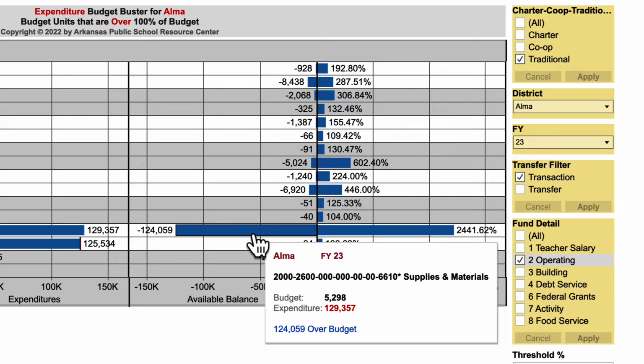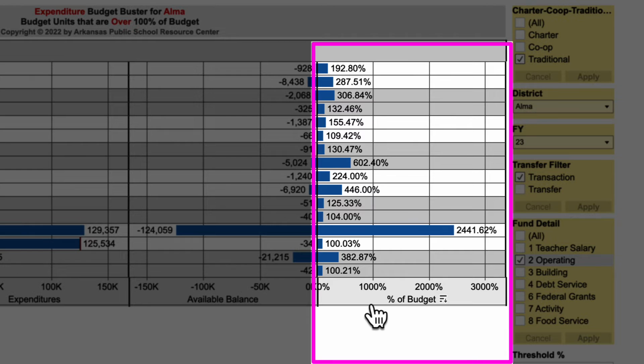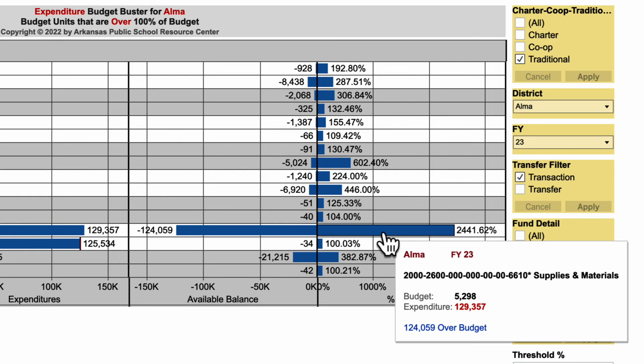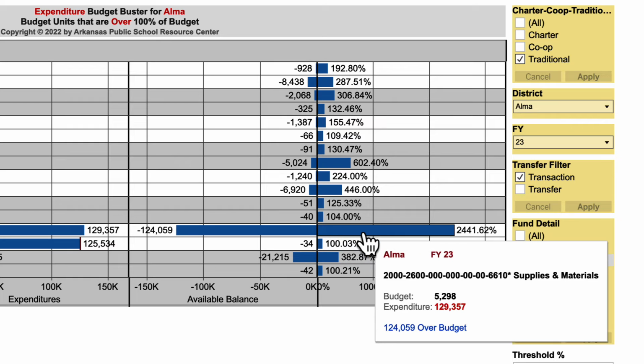In this case, this particular item, the budget was set at almost $5,300 and the expenditures have been almost $130,000. Certainly could be an item that needs some attention. The third column is the percent of budget. So a large percent will indicate the same thing that a large number in the available balance column does. I mean, you went over. Now, sometimes you will get a large percentage because you budgeted $100 and you spent $400. The percentage may be misleading depending on the amount that was budgeted for that item.